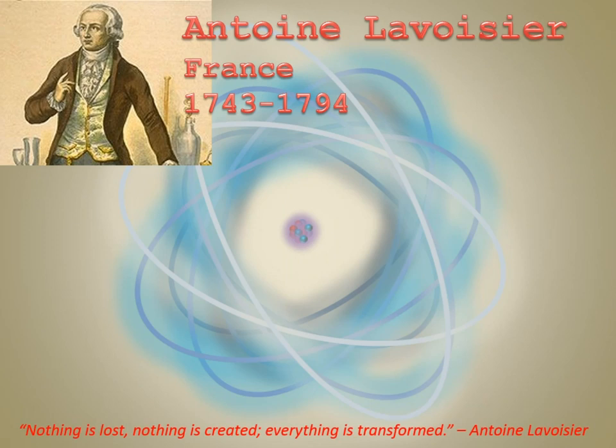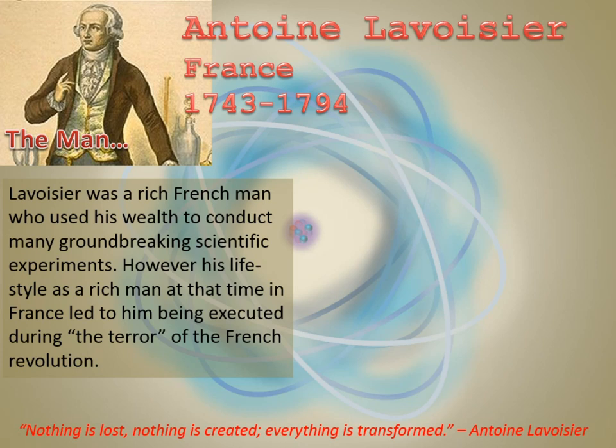We're moving on to 1743, so it took nearly 2,000 years for atomic theory to move on, although given that you cannot see atoms, this is perhaps not surprising. It's not that we didn't have any ideas in the meantime, it's just that we couldn't really do anything about them. Then came Antoine Lavoisier. He was a rich Frenchman, and he used that wealth to conduct many new experiments in the area of science and especially chemistry. Unfortunately for him, his lifestyle as a rich man, and he was also a tax collector, led to him being executed during the French Revolution, although they did say sorry later.